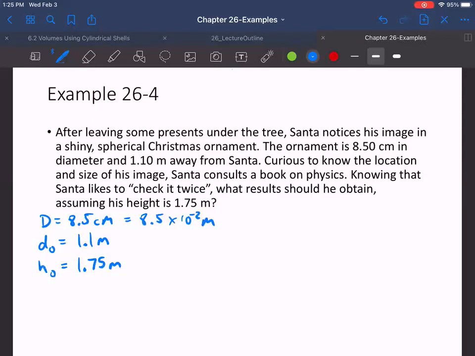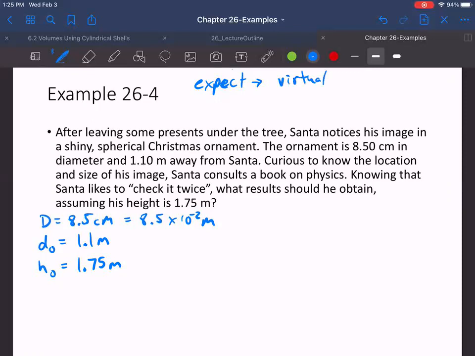All right. So now we first need to know where is his image going to appear. So before we do this, what kind of an image is it going to be? So let's write, what do we expect? What kind of an image? Real or virtual? What kind of a mirror is this? Convex. So virtual. So we expect virtual.